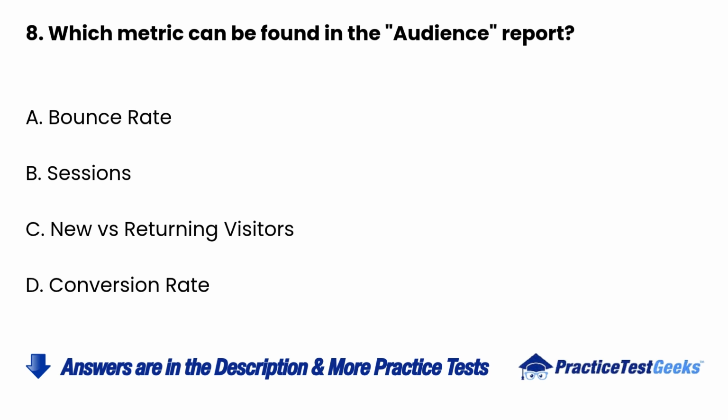8. Which metric can be found in the audience report? A. Bounce rate. B. Sessions. C. New versus returning visitors. D. Conversion rate.